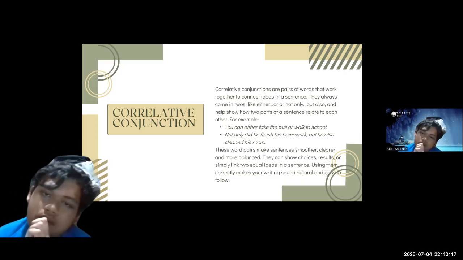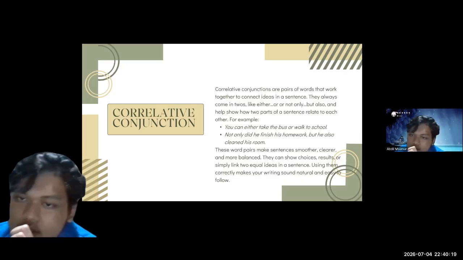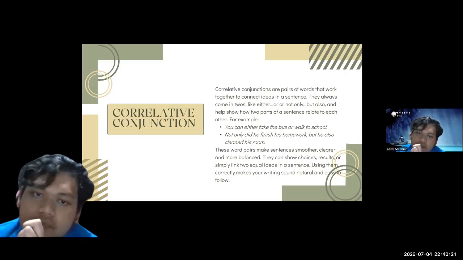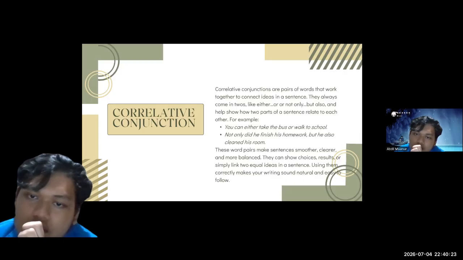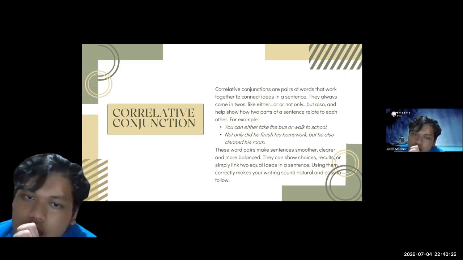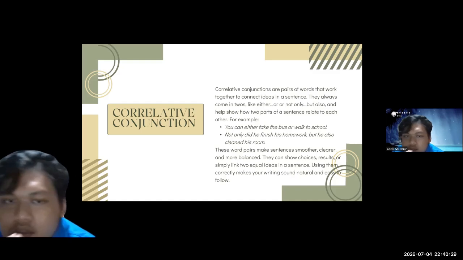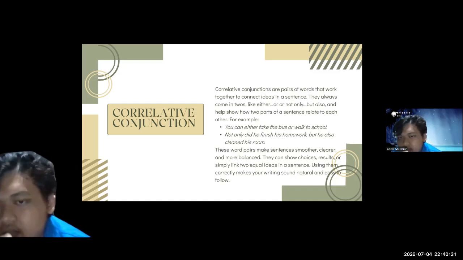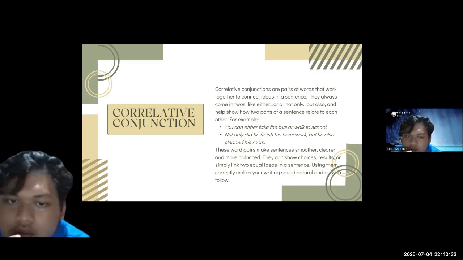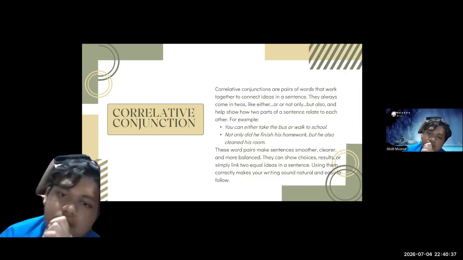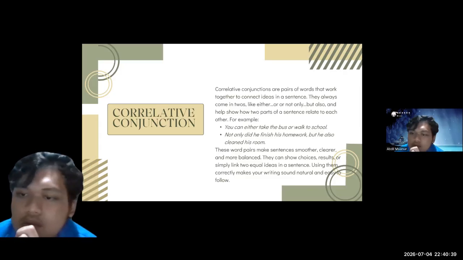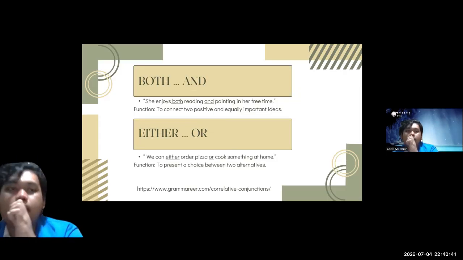For example, you can either take the bus or walk to school. Not only did he finish his homework, but he also cleaned his room. This word pair makes sentences smoother, clearer, and more balanced. They can show choice, result, or simply link two equal ideas in a sentence. Using them correctly makes your writing sound natural and easy to follow.